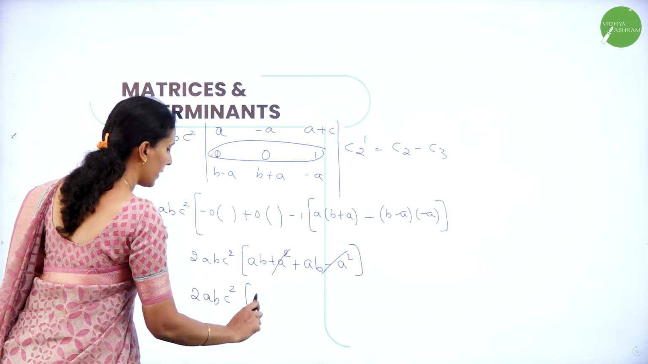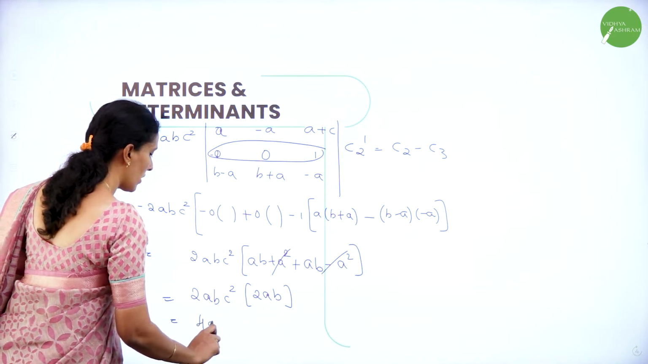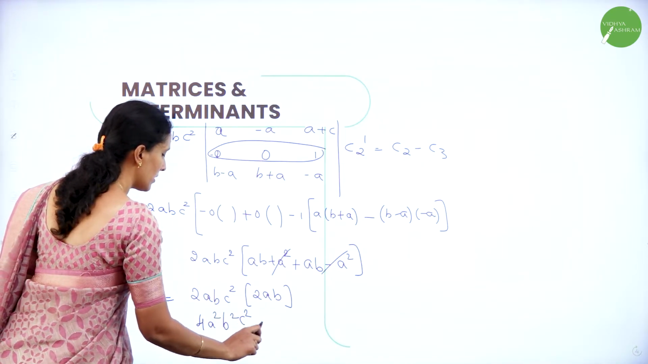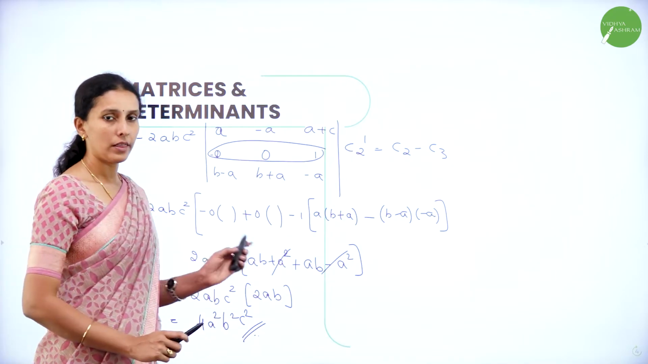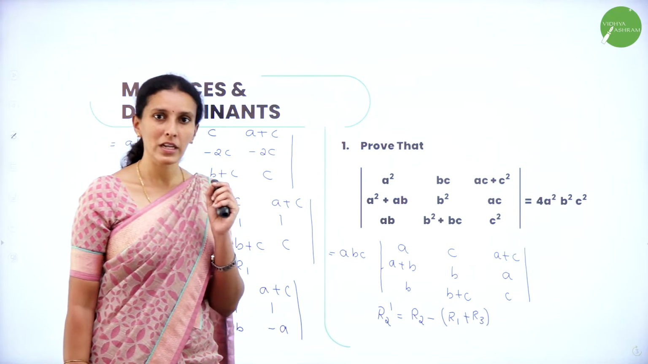2ABC square into 2AB. So, multiplying 2 2s are 4, A square, B square, C square. So, this is what the value of the determinant we need to prove: 4A square, B square, C square.